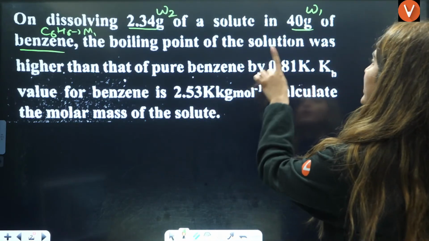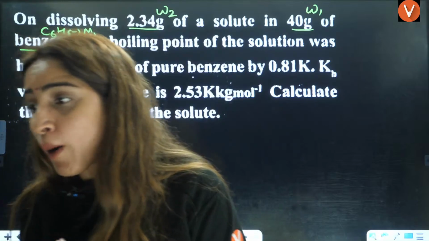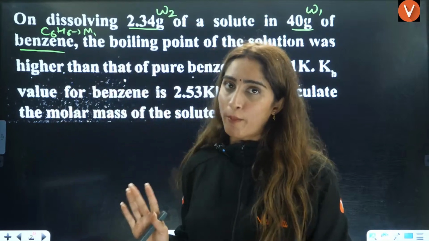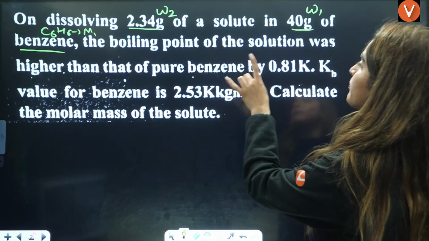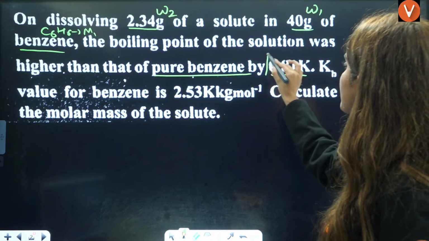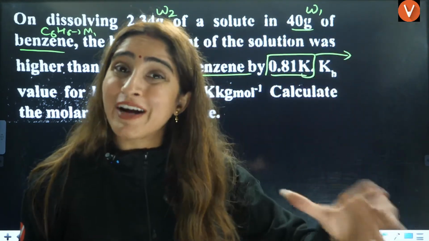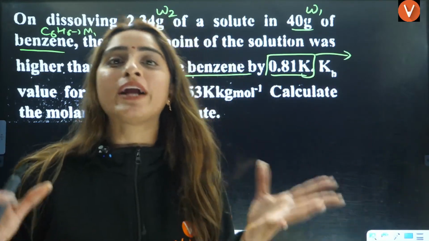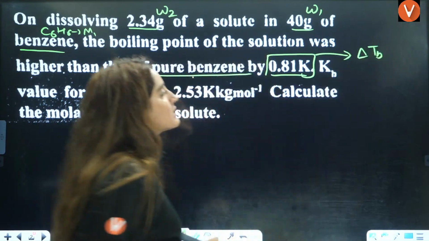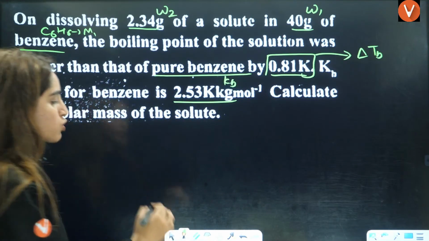Now, the boiling point of the solution was higher. That means this question is from which colligative property? This question is from elevation in the boiling point. From that colligative property this is from, right? The boiling point of the solution was higher than that of pure benzene by this much. That means they have given us the difference between the boiling point of the pure solvent and the boiling point when it was a mixture, right? That means they have given us delta Tb. Now, Kb is also given to us. They are asking you to calculate the molar mass of the solute.